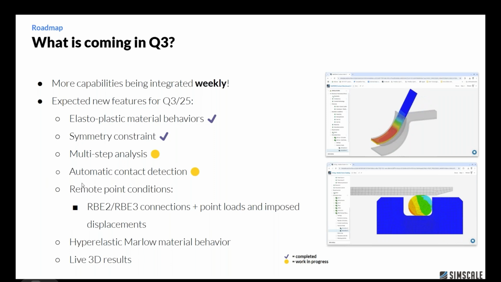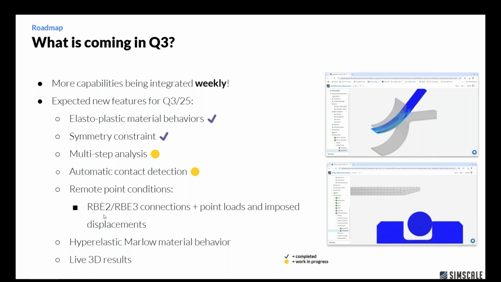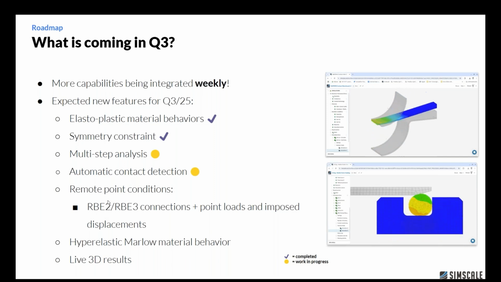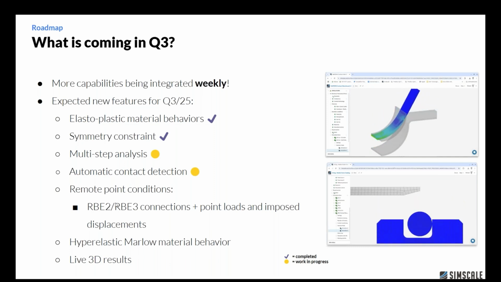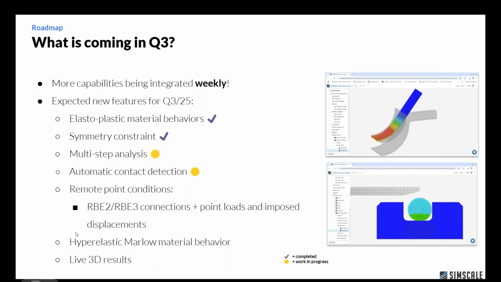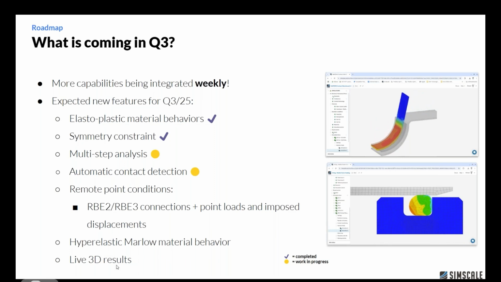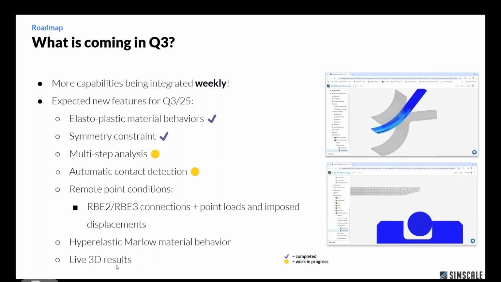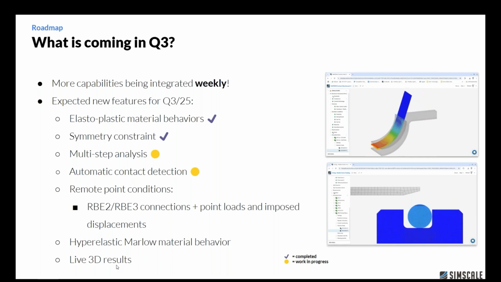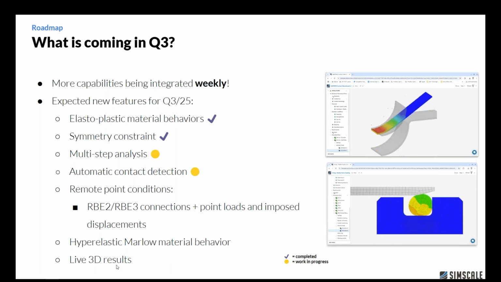And yeah, last but not least, we add more boundary conditions. The RB2, RB3 connections are coming. So you can then also add rotations from a remote point, apply moments as well as forces onto the parts. And then, more materials and live results. So the live results really help you see issues with your simulation run early, so you can cancel it, redo the settings and run it again, so you're faster again in iterating through your design process.